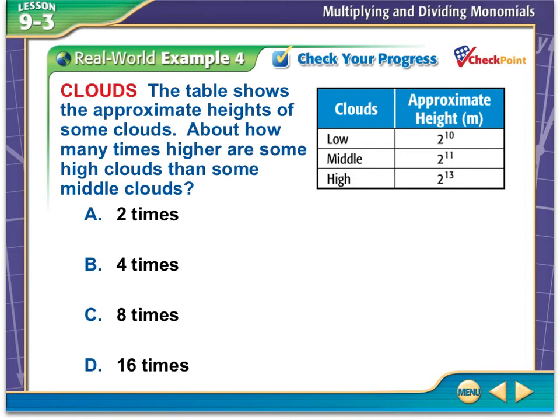Remember, it's not enough just to show your answer, we also need to see your work. And your final answer should be B, 4 times. If you got that right, give yourself a round of applause.